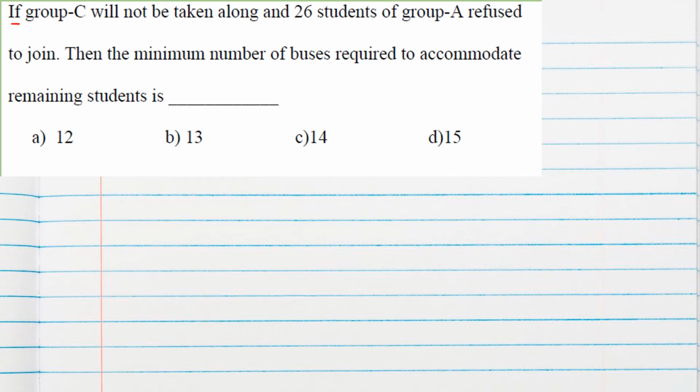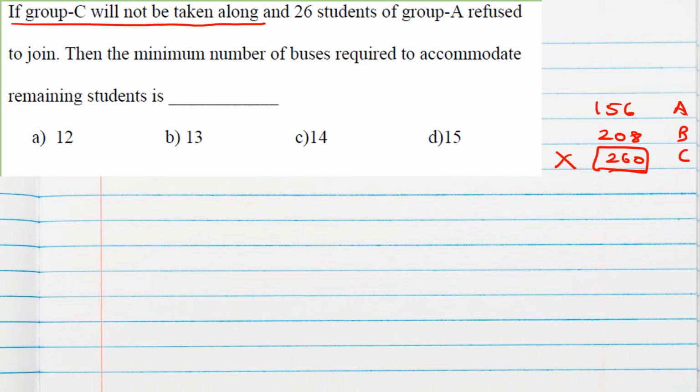Now the next question is, if group C will not be taken along, means we have 156, 208 and 260 for A, B, C, so this we should exclude. These many students will not come. Then 26 students of group A also refused to join. So that means now we have 156. If we remove 26, we'll get 130. Then the minimum number of buses. So 130 and 208, only these many people are there.